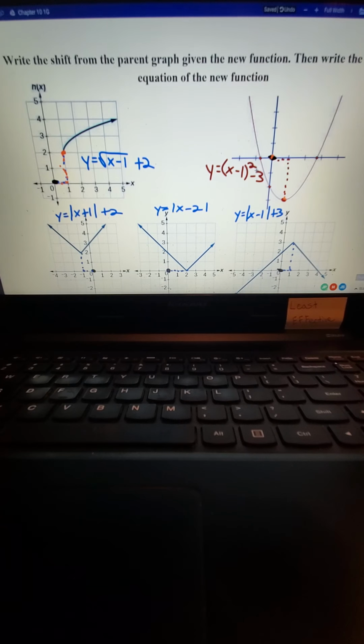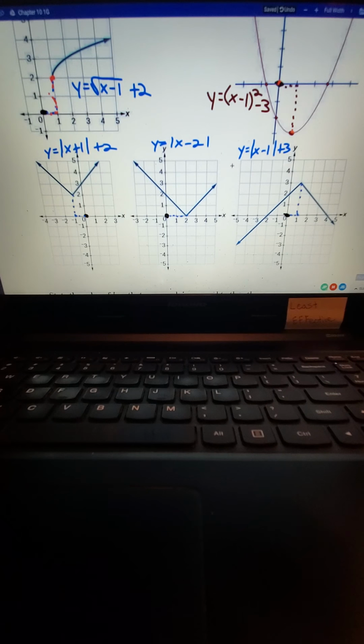Okay? Now, just to remind you too, on Friday you will have a quiz over this. Most of the quiz will be multiple choice though. So I'm not going to make you draw any of these out. I just need you to know what they look like and what the shift does.